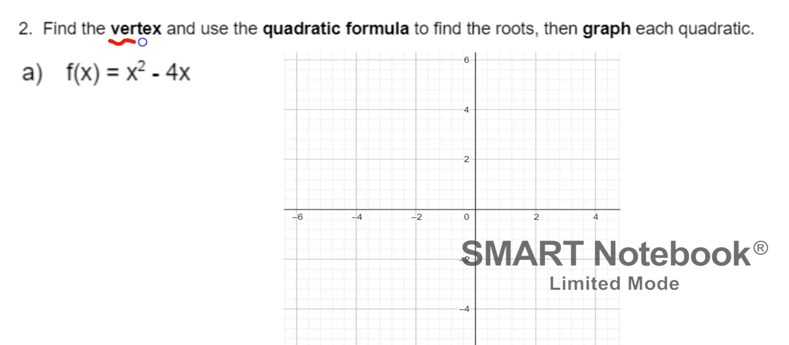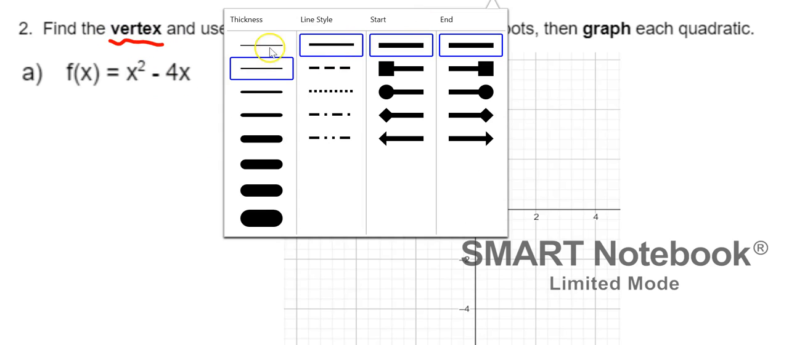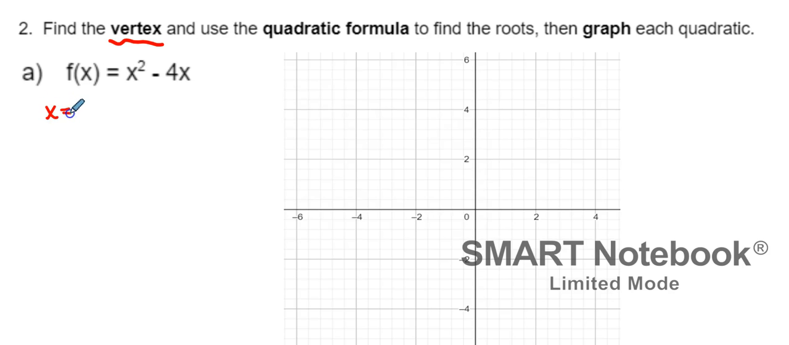Alright, I want to find the vertex first, and then use the quadratic formula here. So we'll start with the vertex. We start with the x-coordinate. We find the x-coordinate by using negative b over 2a. And so we need to go up and figure out what a and b and c are.